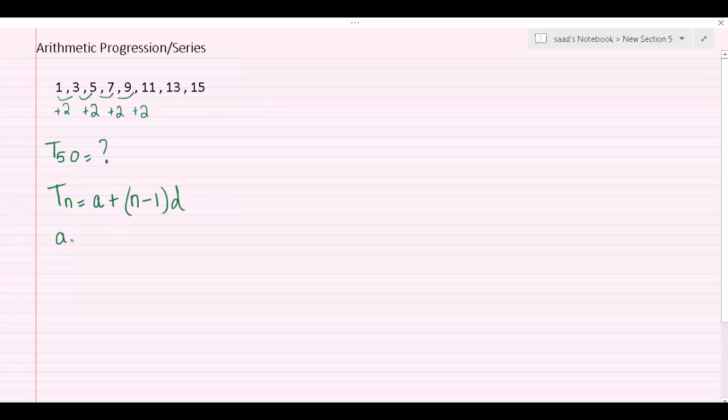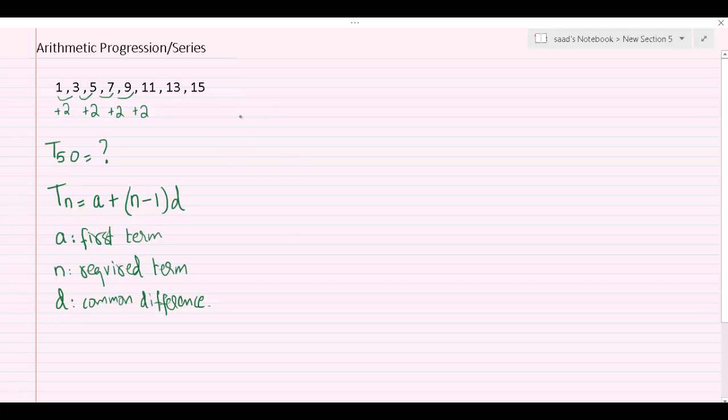Now, a is basically the first term of the progression. n is the term that we require, the required term. d is the common difference, the difference that is consistent throughout the progression, the common difference. Now, keeping this in front of us, let's find out the 50th term.